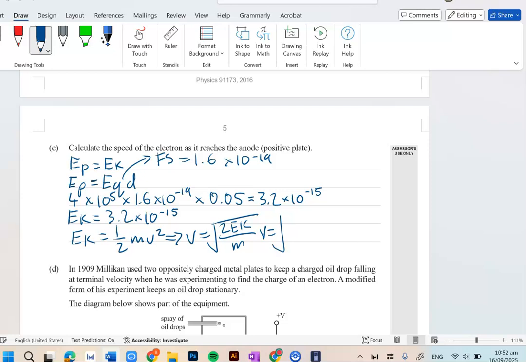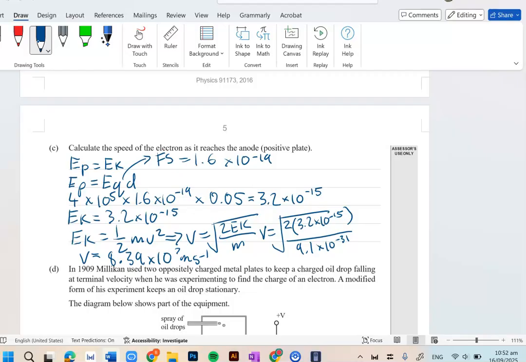So plugging in our values, we've got 2 times 3.2 times 10 to the negative 15 over the mass, which is also on your formula sheet. So that's going to be 9.1 times 10 to the negative 31. So you're going to get an answer of V will equal 8.39 times 10 to the 7 ms minus 1.